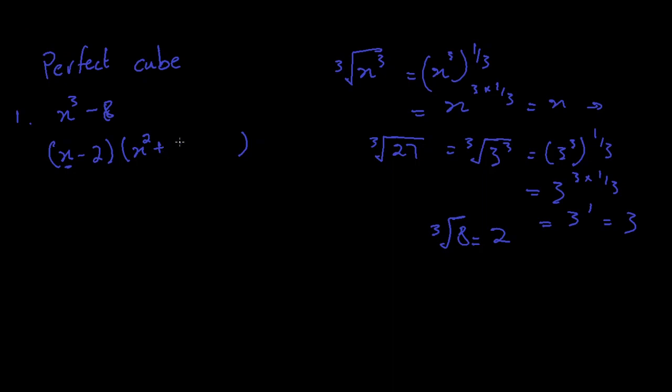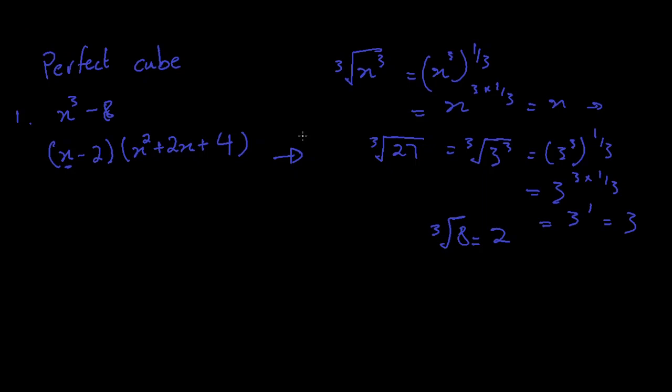Then to get the second term in this bigger bracket, you simply multiply these two here. So it's x multiplied by 2, which will give you 2x. Then for your last term, the sign is always positive. So I'm going to put a positive there. Then you square this term, which will give you 4. Okay, then you're done. We have factorized it.